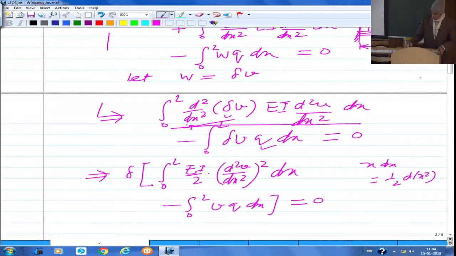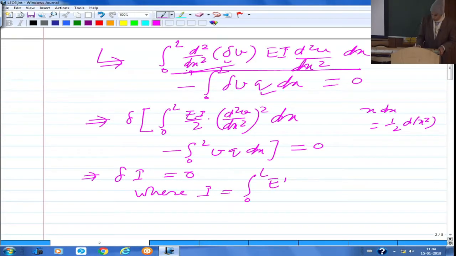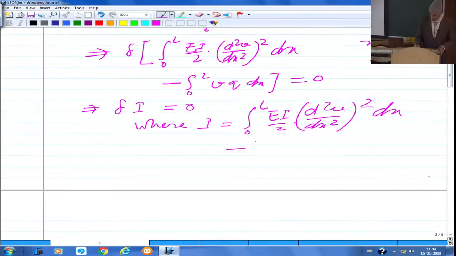vq dx is equal to 0. And so this we can say something like delta of integral functional I equal to 0, where I is integration 0 to L EI by 2 d2v by dx square whole square dx minus integration 0 to L vq dx. So this is your integral functional. This is actually the total potential energy.